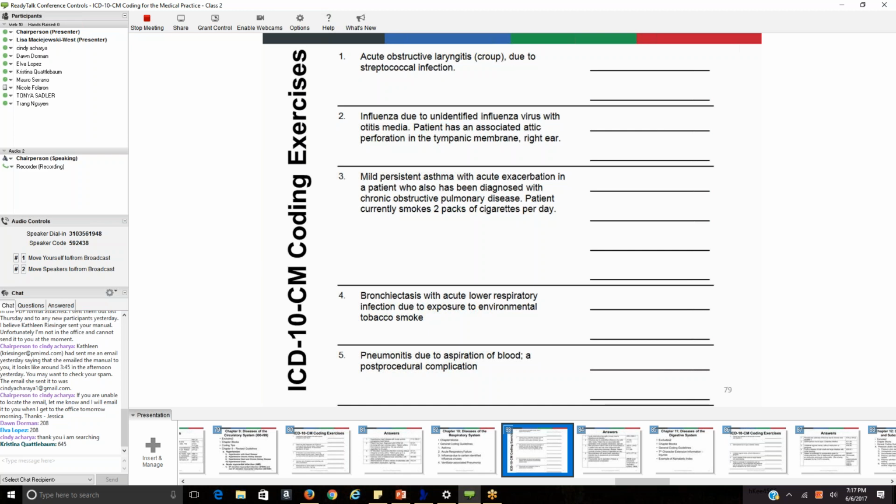Acute obstructive laryngitis, and then in parentheses they have croup, okay? And then it says use additional code B95 through B97 to identify infectious agents. So at this point, you have a choice. You can either go back to your keyword and look for infection, streptococcal, or you can go straight to B95 through B97 and find it there. And I'm going to go to B95 through B97.